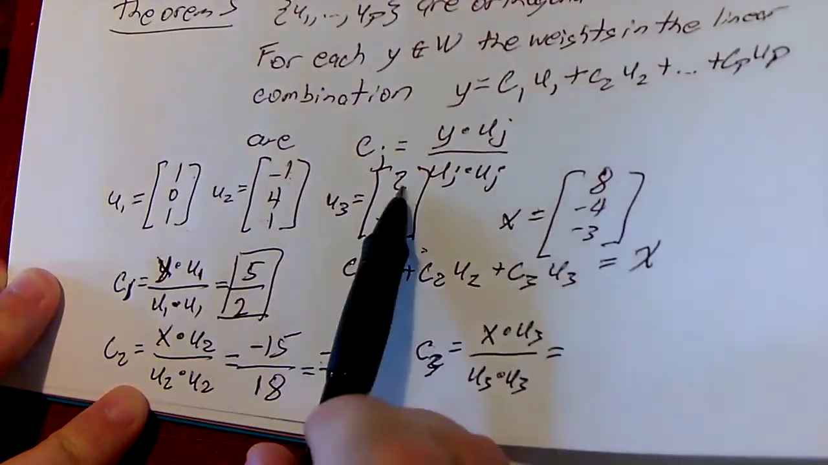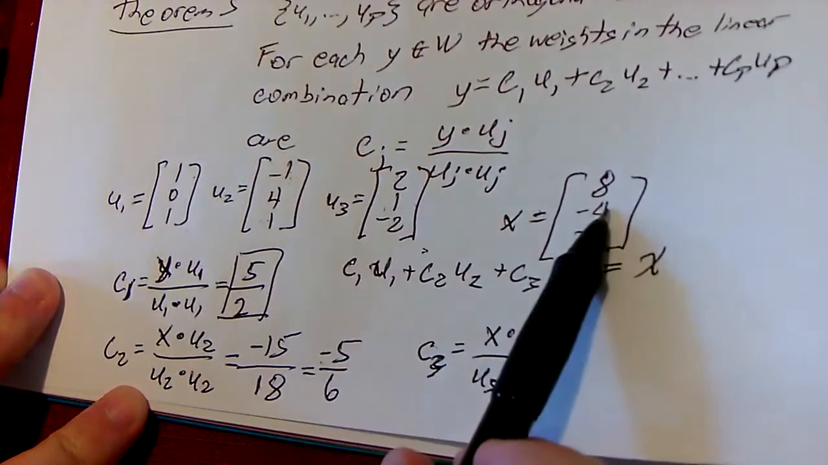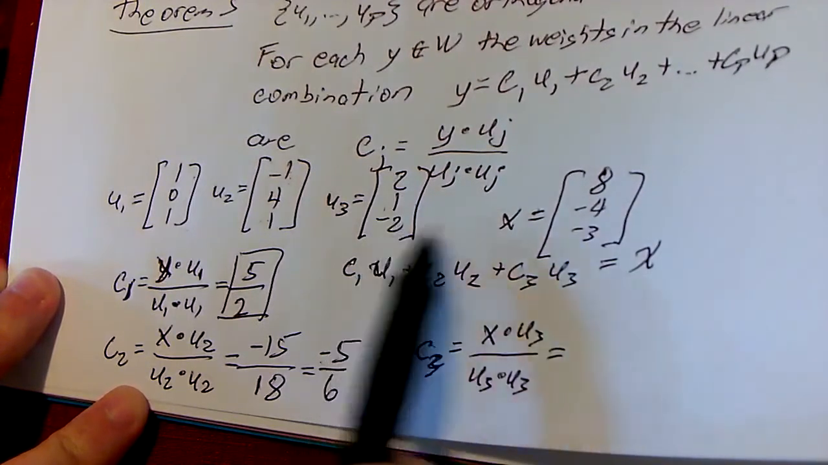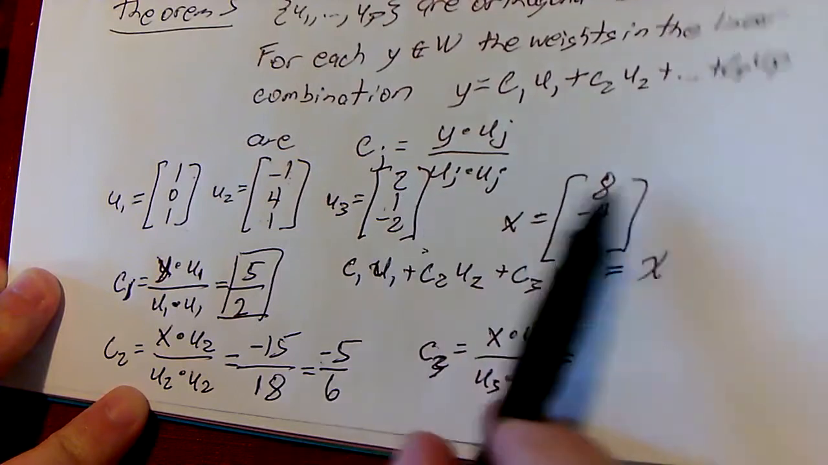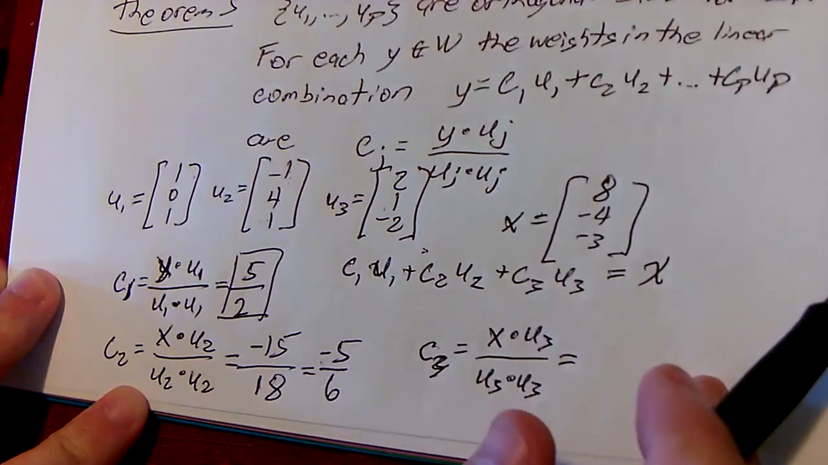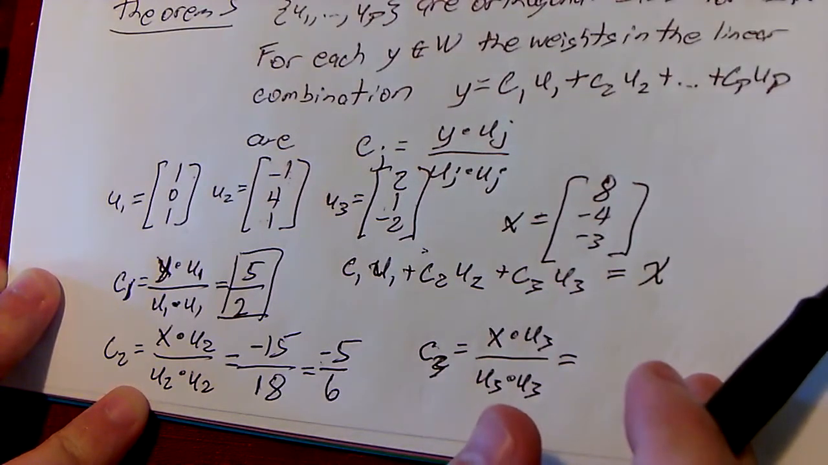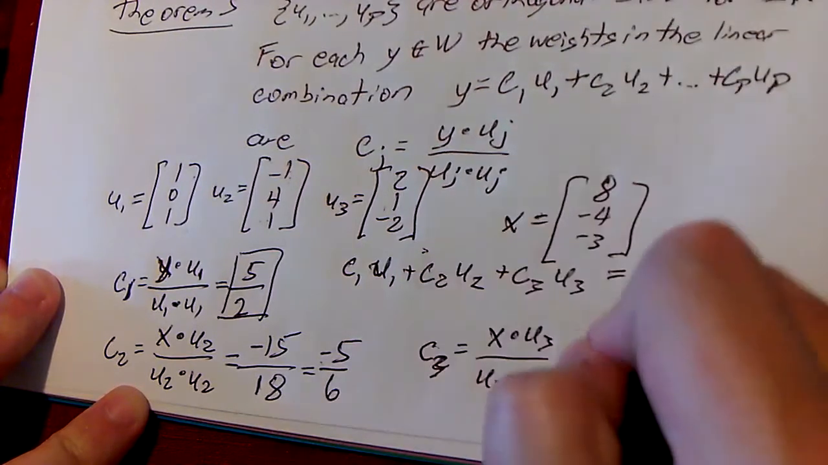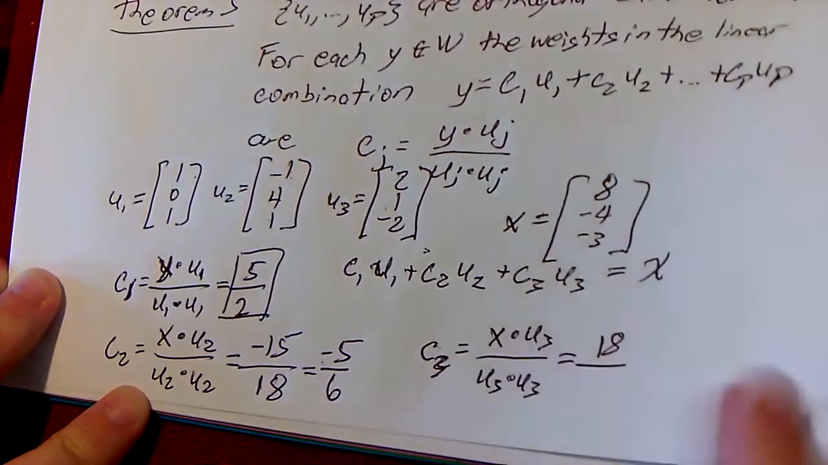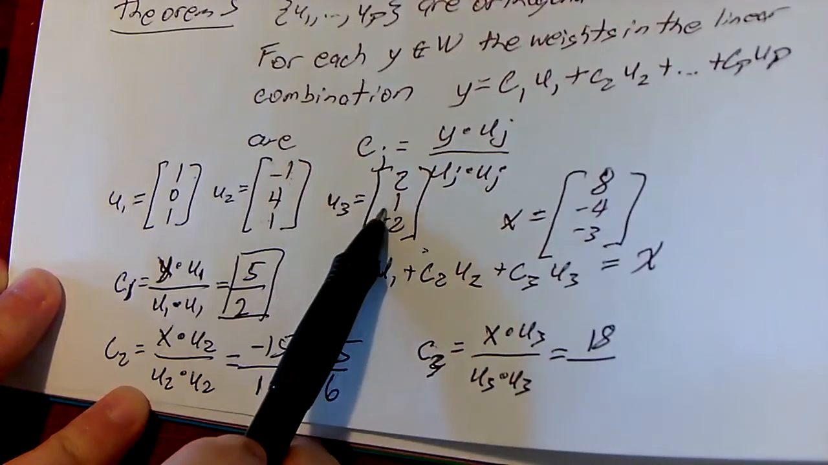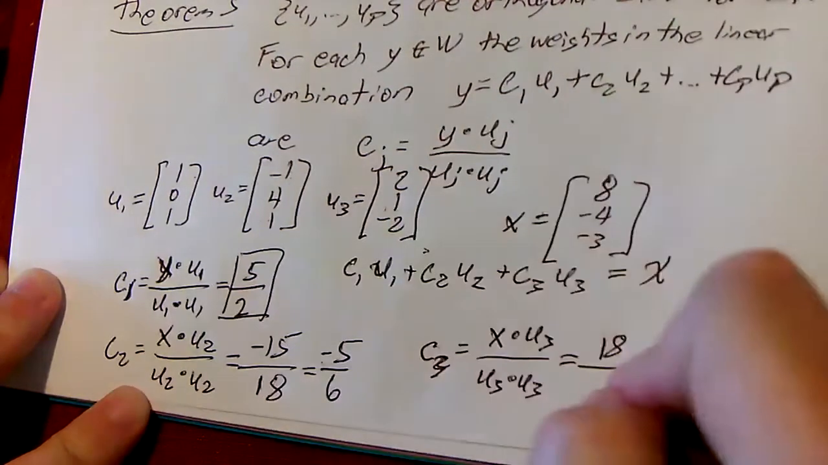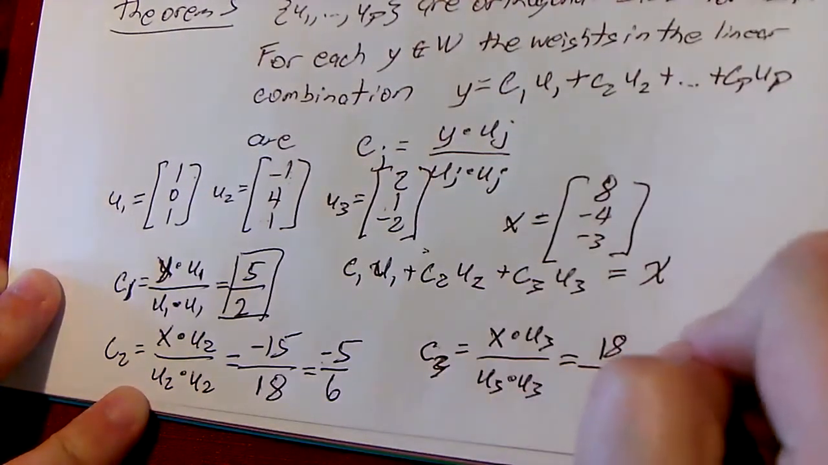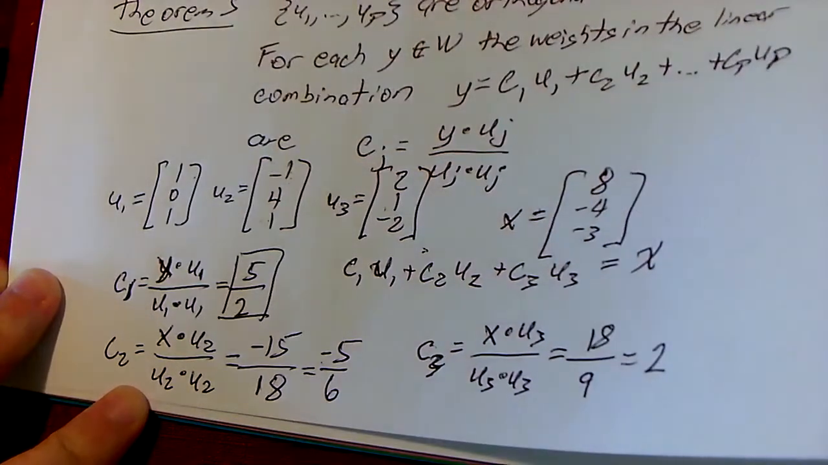So I've got 8 times 2 is 16, negative 4, and positive 6. So 16 and negative 4 is 12, plus 6 is 18. I got 18 at the top. On the bottom, U3 dot U3, I've got 4, 1, and 4, which makes 9. 18 divided by 9 is 2.